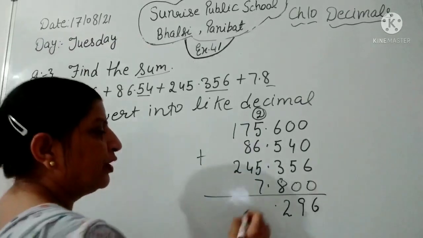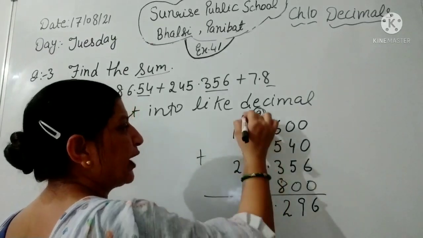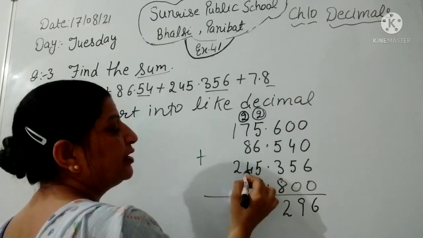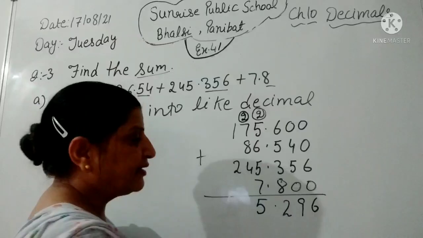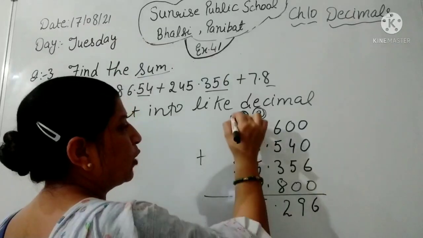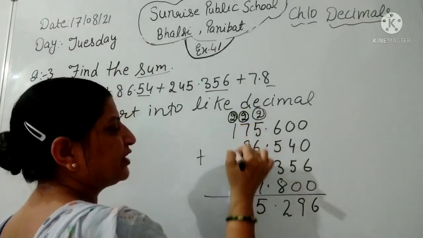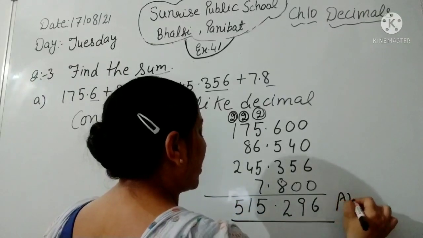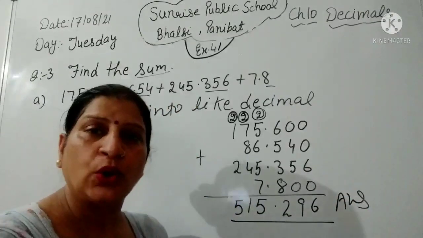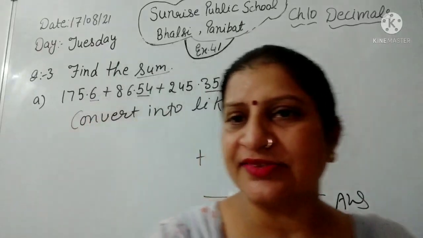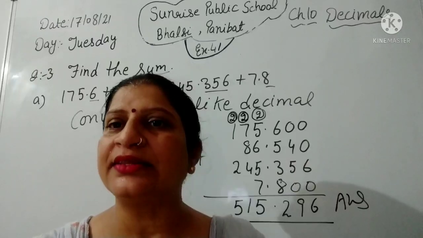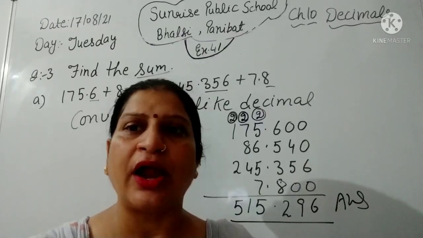18 plus 7 is 25. Then 2 carry. 2 plus 7 is 9. 9 plus 8 is 17. 17 plus 4 is equal to 21. Now 2 carry. 2 plus 1 is 3. 3 plus 2 is 5. Now our answer becomes 515.296. Clear this one?